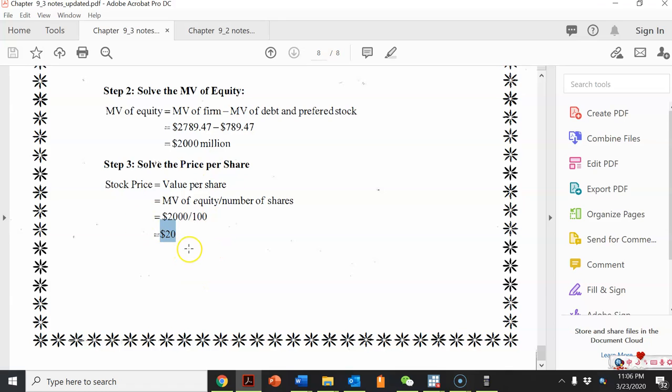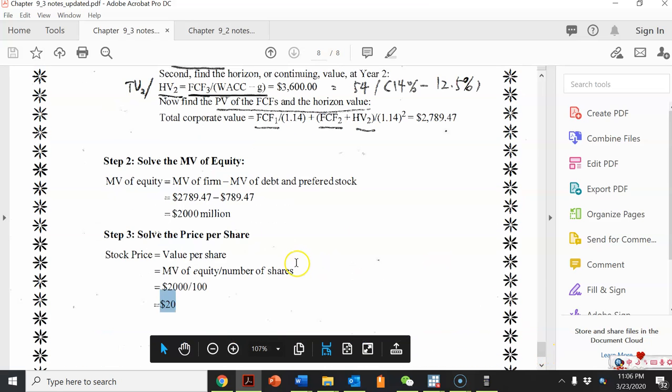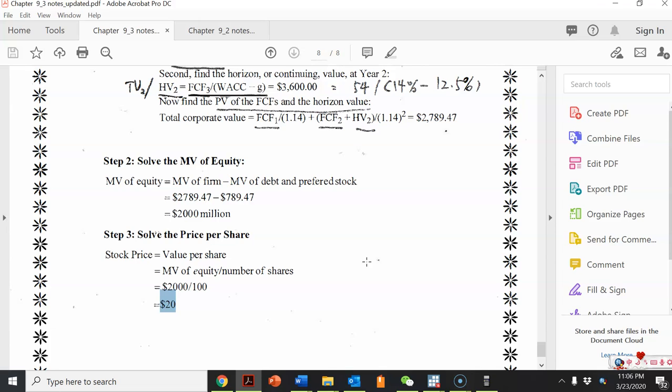And I'll update this new PDF document to our Canvas file section. So that's all the examples and practices for the corporate valuation model for Chapter 9, Class 3. Now we've finished everything in Chapter 9.